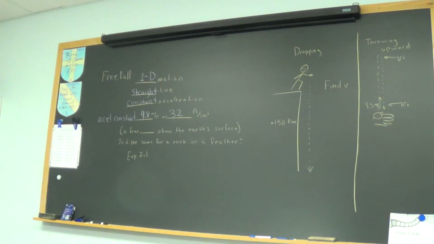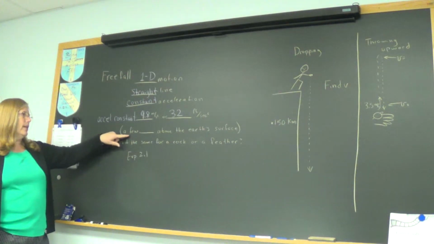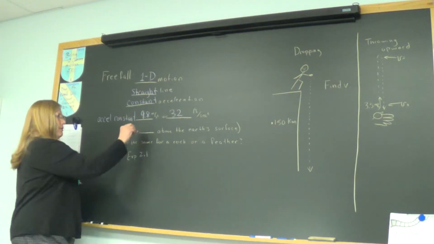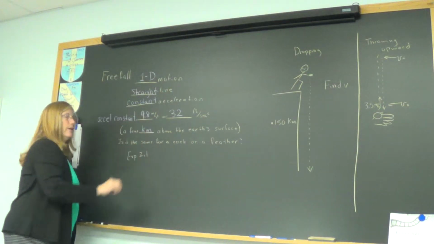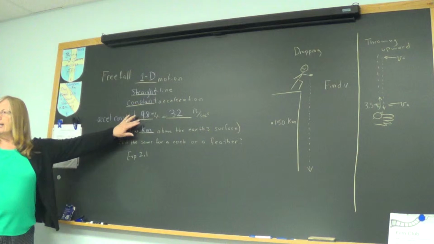Interesting about the acceleration due to gravity, the acceleration constant, is that it is only true on the Earth's surface and for a few kilometers above the Earth's surface. So if you're on a really tall mountain, it's actually a little bit different. So we're going to assume that we're on or near the Earth's surface, sea level. So 9.8.